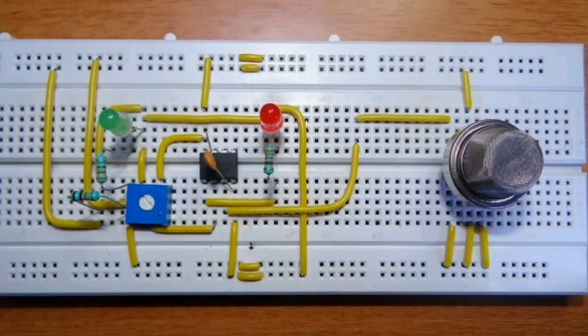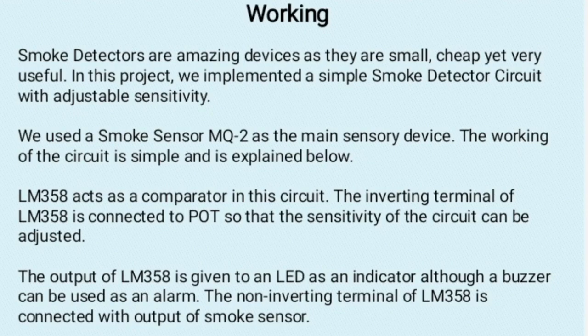In this image, you can see the actual circuit of the smoke detector alarm. Now we'll see the working of the smoke detector alarm circuit. Smoke detectors are amazing devices as they are small, cheap, yet very useful. In this project, we have implemented a simple smoke detector circuit with adjustable sensitivity. We use the smoke sensor MQ2 as the main sensing device. The working of the circuit is simple and is explained below.